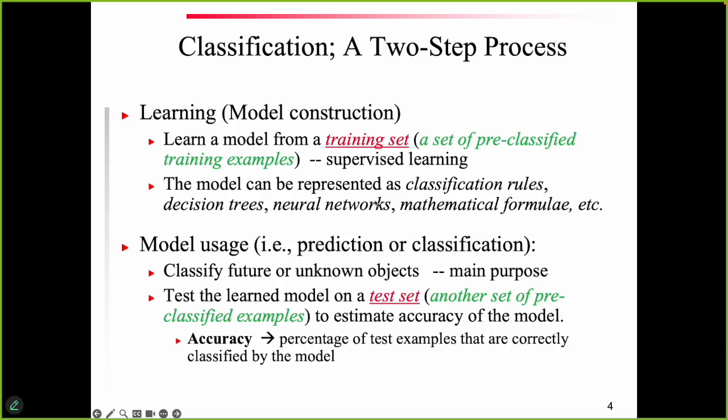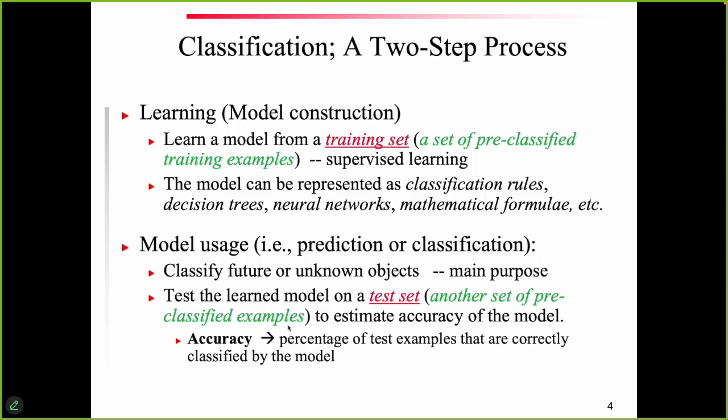Now, as I mentioned before we started decision trees, I explained classification as a two-step process, right? The first step was learning. In this stage, you have your training data, and you want to build a classifier or model that learns from your training data. This model can be classification rules, decision trees, neural networks, and so on. This is the learning stage, or model construction. We call this process induction.